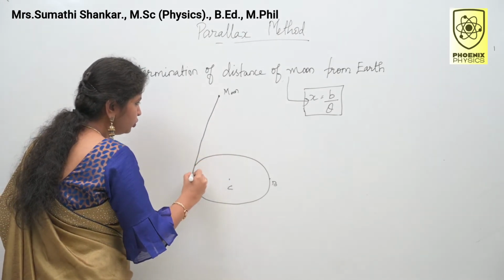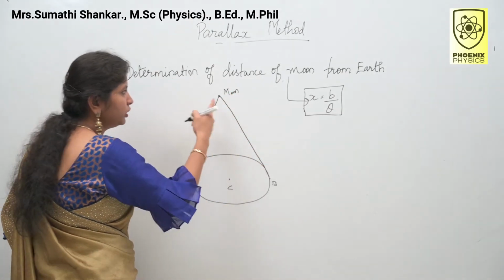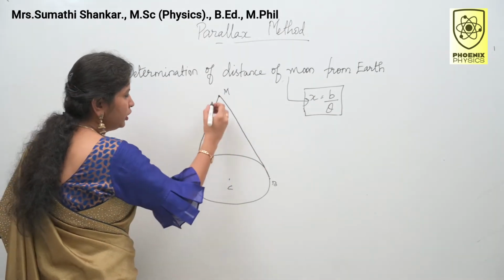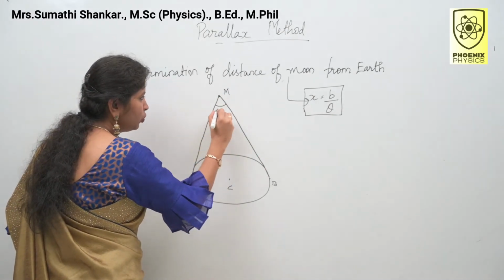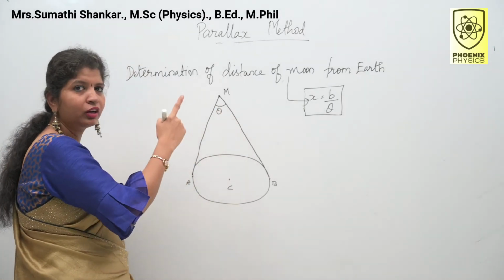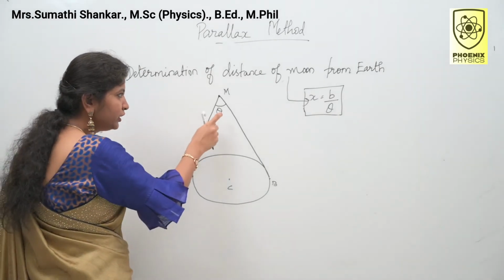I am going to draw two lines from M to A and M to B. You know this angle. What is this angle? This angle is called the parallax angle or parallactic angle. Our aim is to find theta.